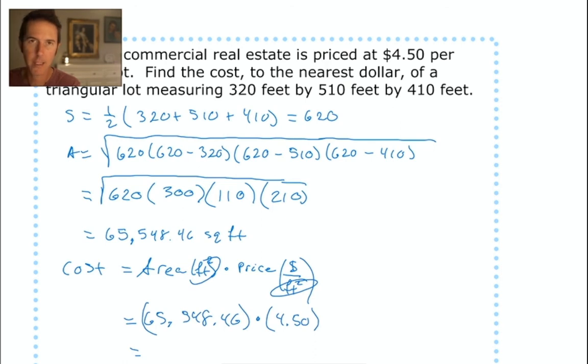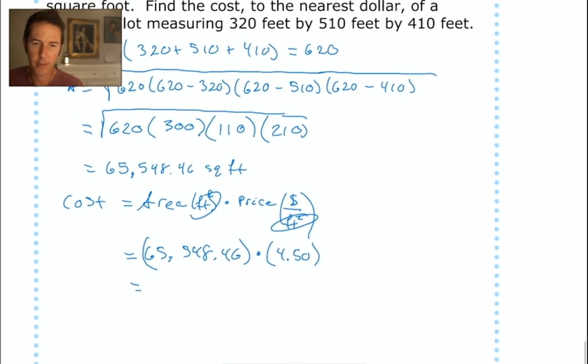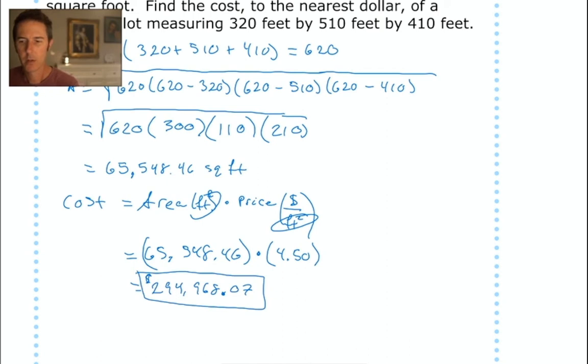I'm going to type it in exactly as I've written it on the screen so that our final answer matches up with what's written on paper. So there's the 65,548.46 and then times 4.5, and I got 29. Is it 29? No, it's $294,968.07. Make sure your decimal point there looks like an actual decimal point. We'll put a little dollar sign on there, a little box around that answer. And now we're done. Thanks for sticking with me on this one.